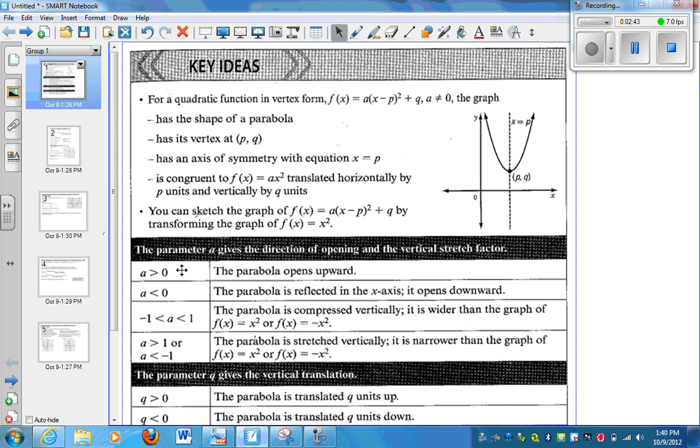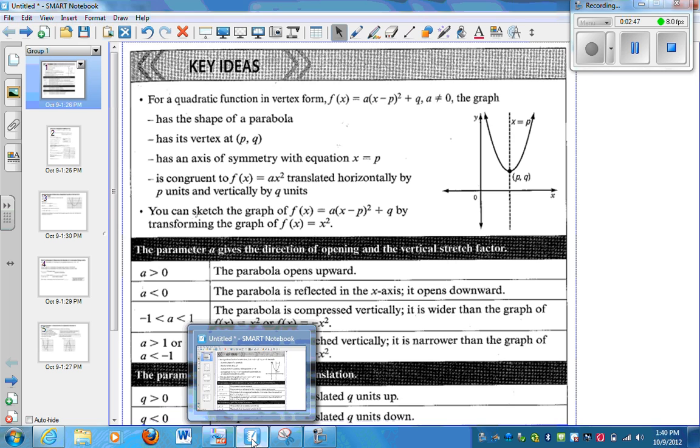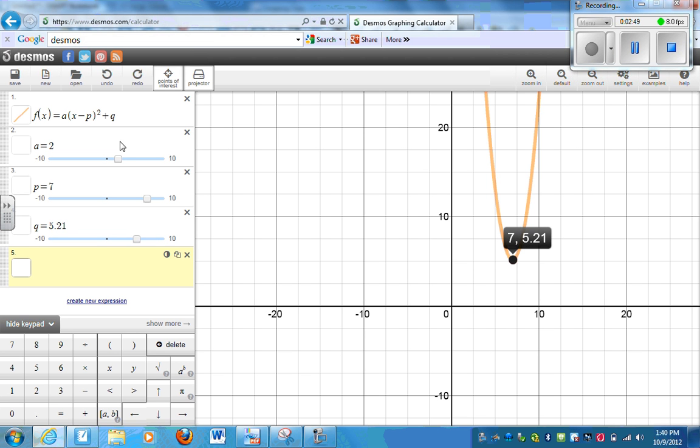A couple of parameters. If A is greater than 0, it opens upwards. If A is less than 0, it opens downwards. So here we have a positive A. As soon as we get to a negative A, you can see that that parabola opens downwards. Ooh, something interesting is happening here.